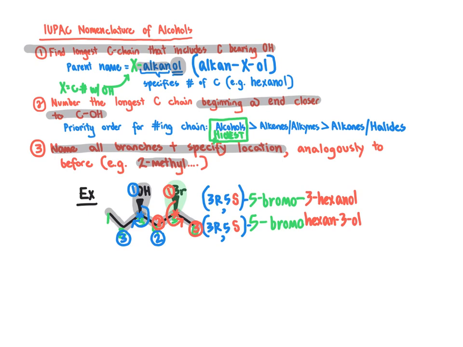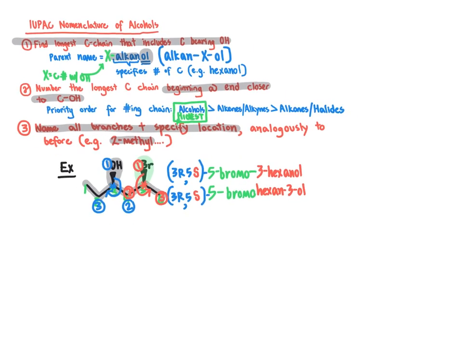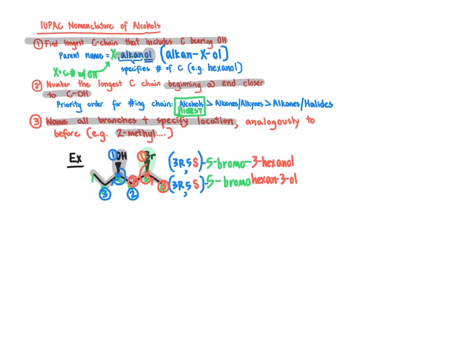Let's go ahead and do another example problem. In this example problem, we're going to ramp up the intensity a little bit by including both an alkene group and an alcohol group and see how we will go about handling that situation where we have either an alkene group or an alkyne group in combination with an alcohol group. So let's take a look at this example problem.